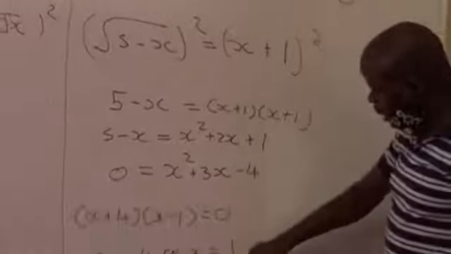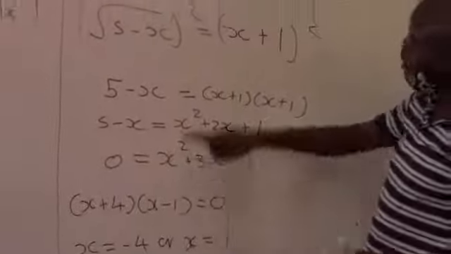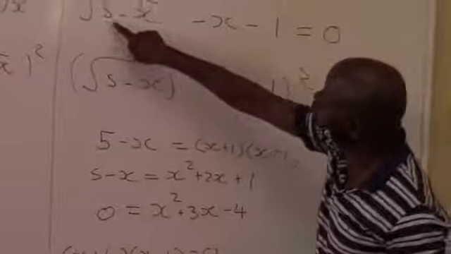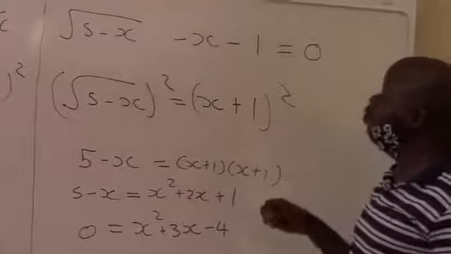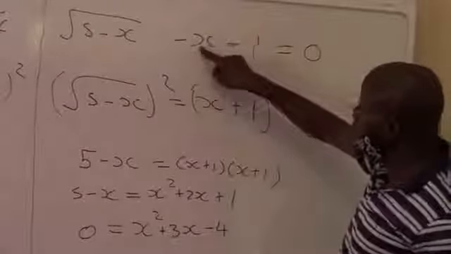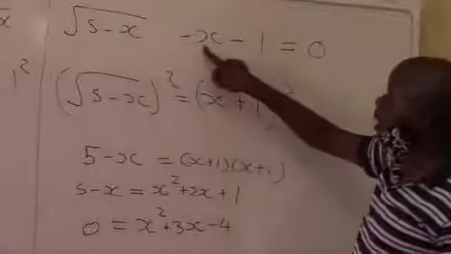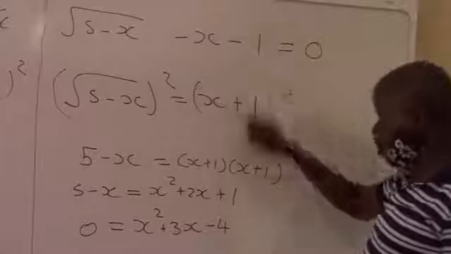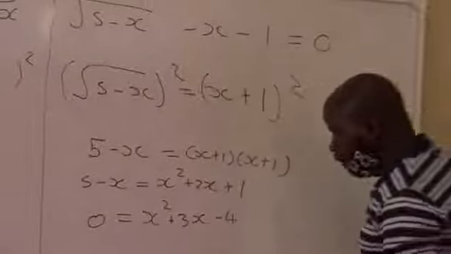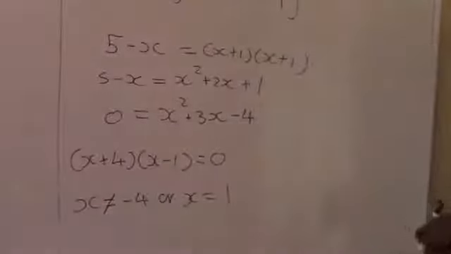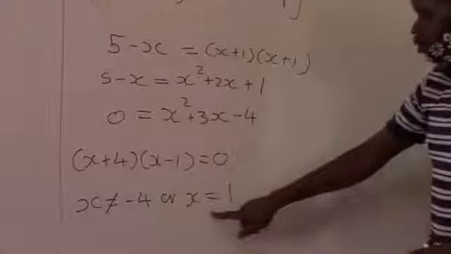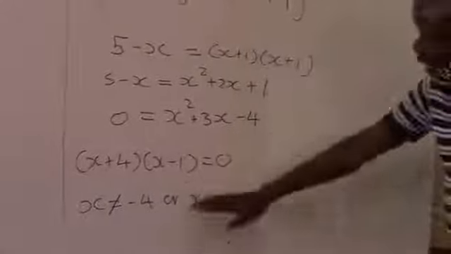So then we take it out. And now we substitute the 1. So positive 1. It's 5 minus 1, which is 4. The square root of 4 is 2. And then here again, it is 1. So it's 2 minus 1, which is 1, minus 1, which is 0. So this one is the correct one. Then we say x is not equal to -4, but x is equal to 1. So that is how we work it out.